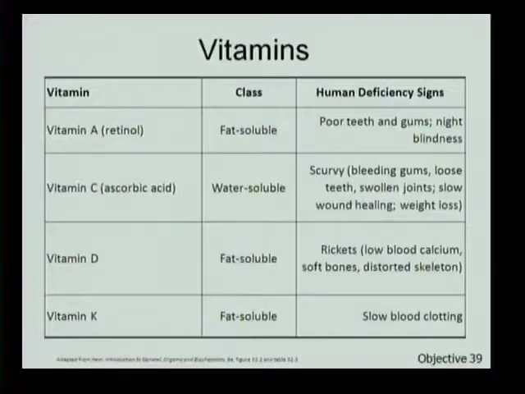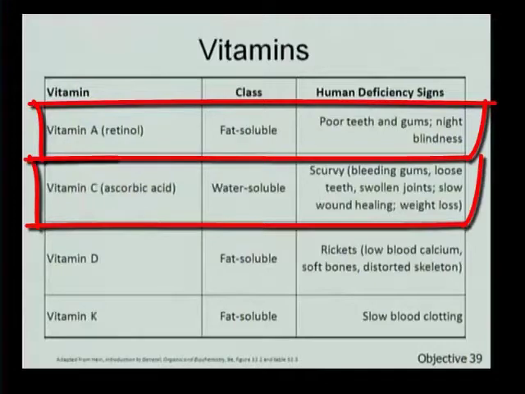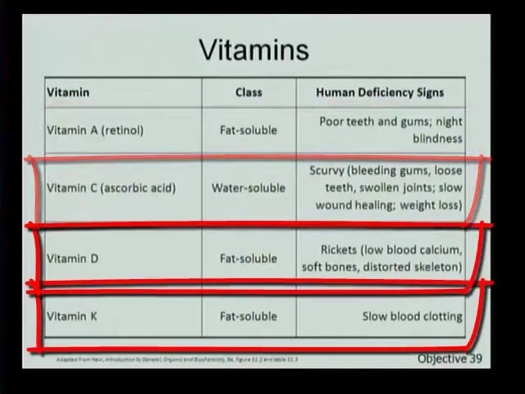In Objective 39, we have vitamins. We've already talked about the fat-soluble vitamins in brief, and we're going to add in water-soluble vitamins. We don't need to know all of them at this point in the course. There'll be plenty of opportunities to learn more of them later on and also in other courses. The 4 vitamins that we need you to know the class of and the signs of human deficiency for the exam are vitamin A, vitamin C, vitamin D, and vitamin K.